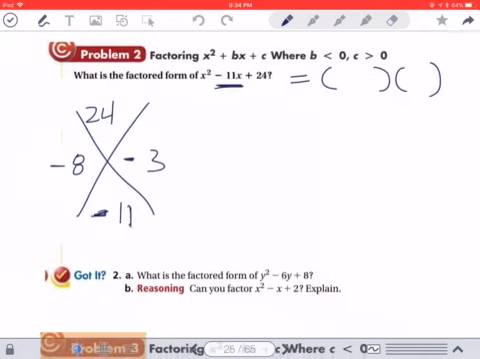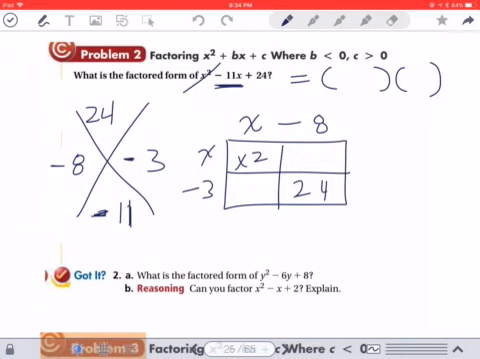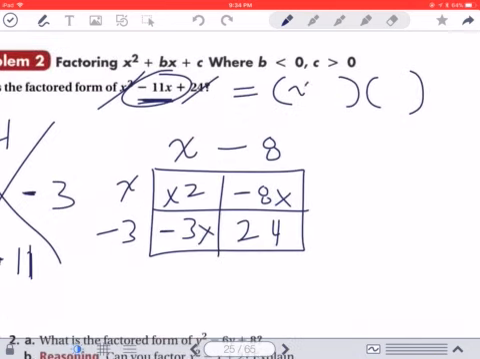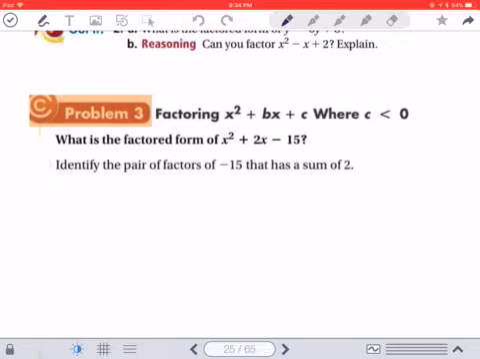All right, and I could again check that. So let's just check it. This is going to be x minus 8, x minus 3. That's x squared. Check that off. This is going to be a positive 24. Check that off. And when I add these up, that's going to be negative 11x. So I know the correct dimensions here are x minus 3, x minus 8. Okay. Let's move on to problem 3.